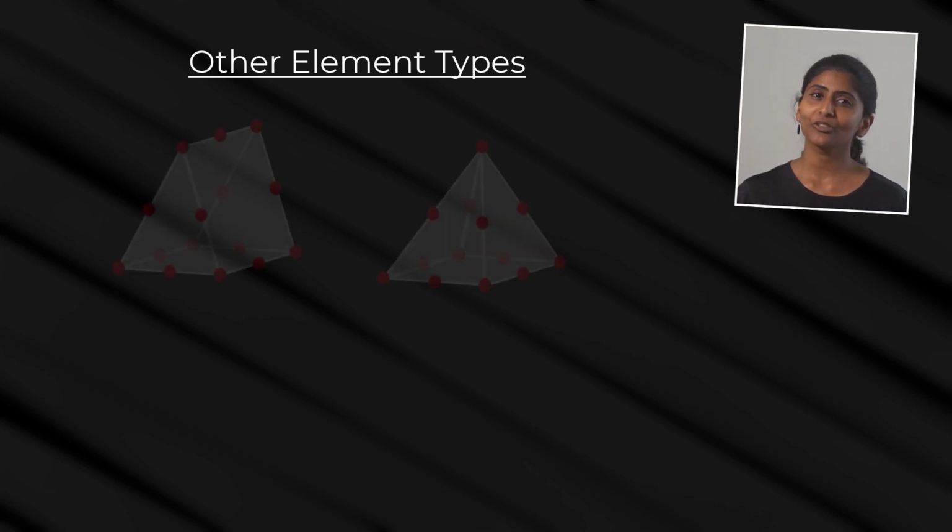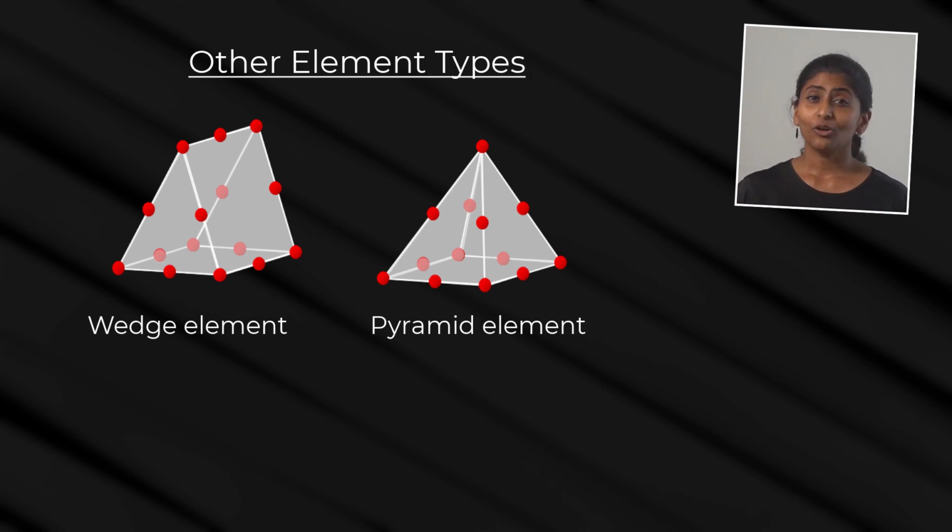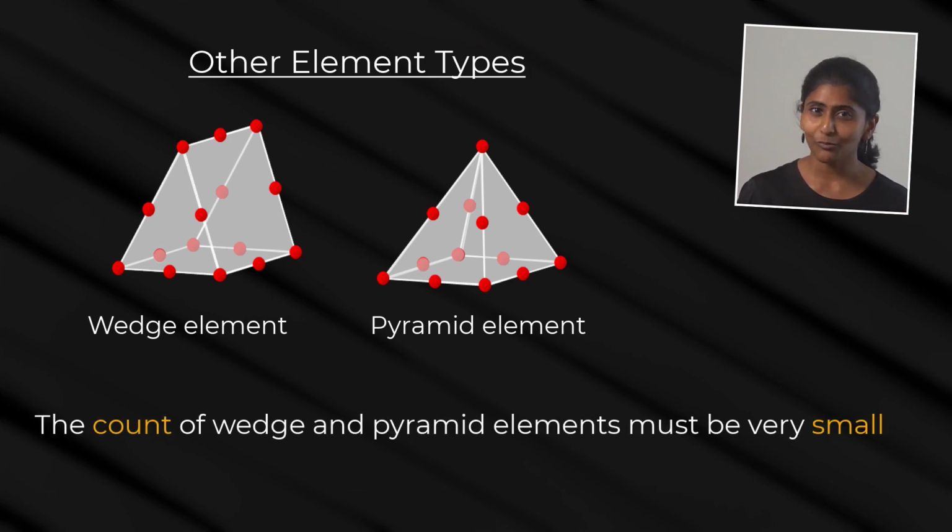In addition to the tetrahedral and hexahedral elements, there are 2 more 3D elements which may be generated as part of a mixed mesh. They are the wedge element and the pyramid element. Having an excess of either of these element types could lead to spurious stress results, so it is acceptable to have them in the mesh as long as their count is very small in comparison to the other tetrahedral or hexahedral elements. If their count is significant for a particular geometry, then it's recommended to mesh the part using all tetrahedral elements.